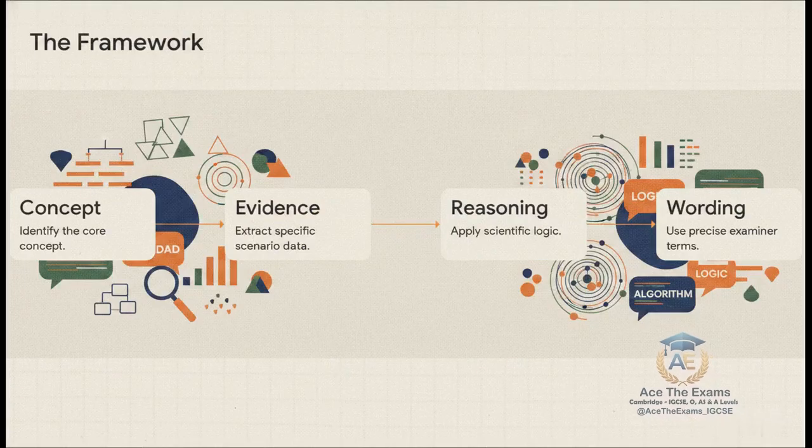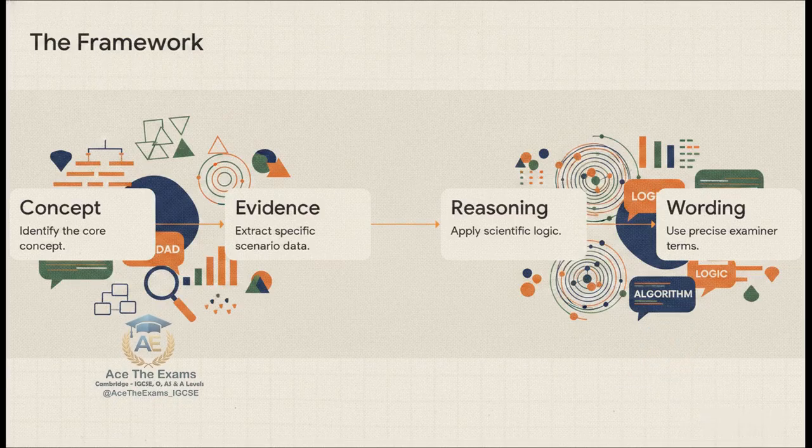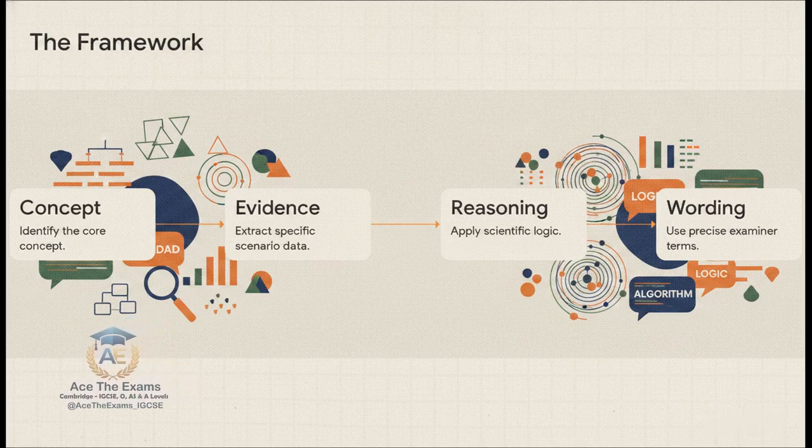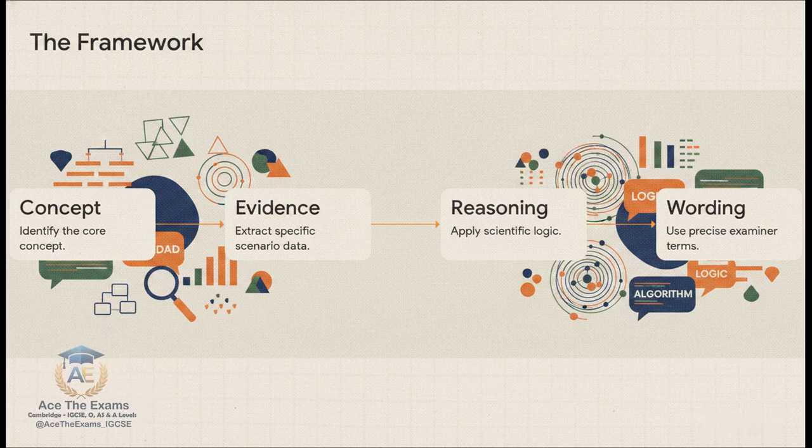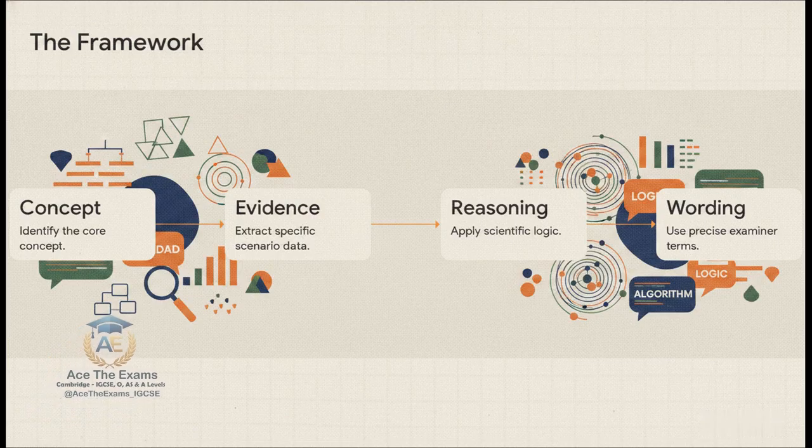Okay, let's dive into this. To stop losing those marks, we need a bulletproof system. Here is the mark-winning 4-step framework that turns standard knowledge into a completely examiner-proof response. Step 1, identify the concept. Step 2, extract specific evidence or data straight from the scenario. Step 3, apply your scientific reasoning. And step 4, lock the whole thing in with precise examiner wording. Seriously, keep this exact framework in your head as we break down algorithms today. It is a real game changer.